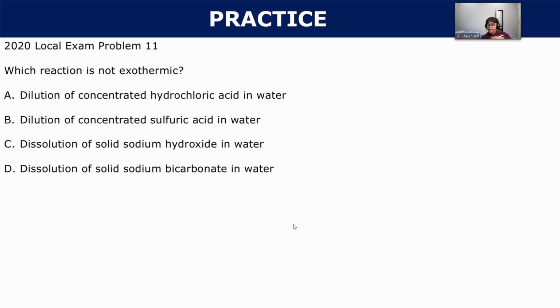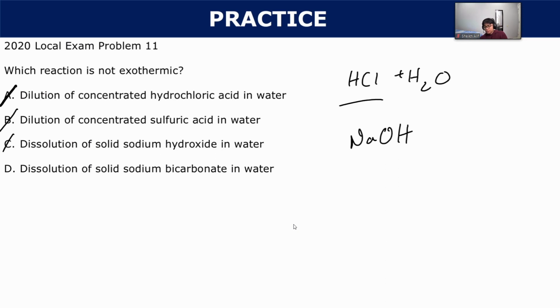Which reaction is not exothermic? Remember, the dissolution of strong acids and strong bases are exothermic. So let's take a look at what these say. The dilution of concentrated hydrochloric acid in water, that's going to be exothermic because remember, HCl is a strong acid. Dilution of concentrated sulfuric acid is a strong acid, can't be it. Dissolution of solid sodium hydroxide, NaOH, strong base, can't be it.